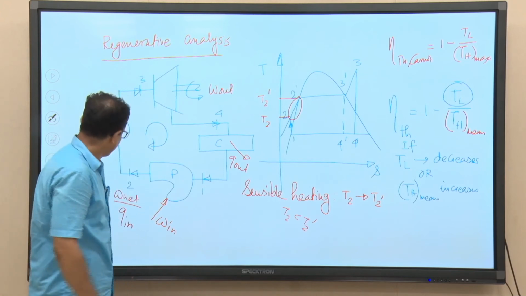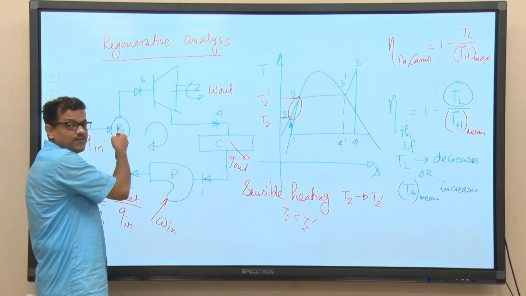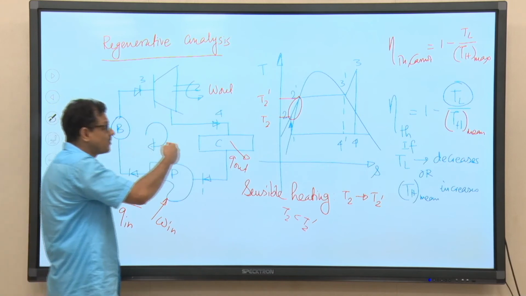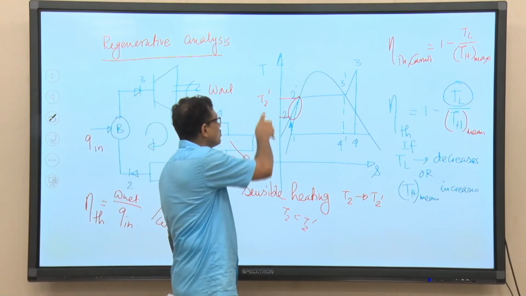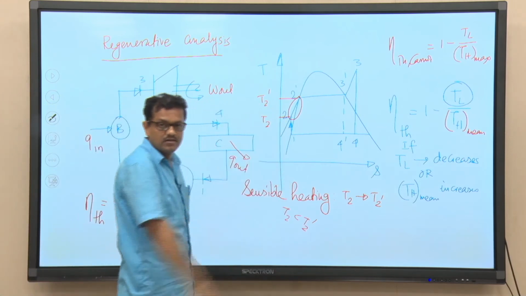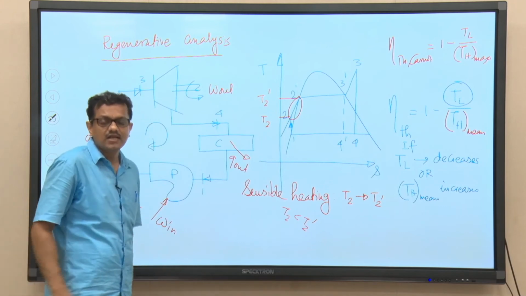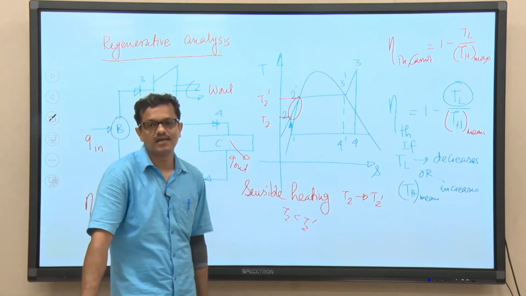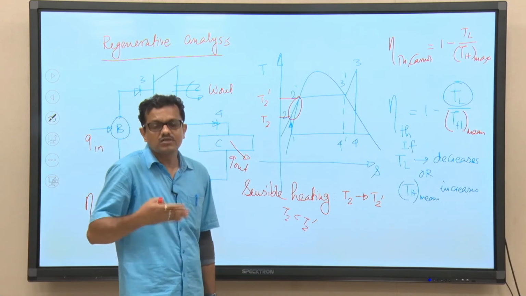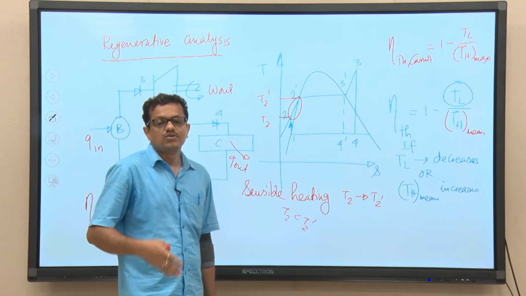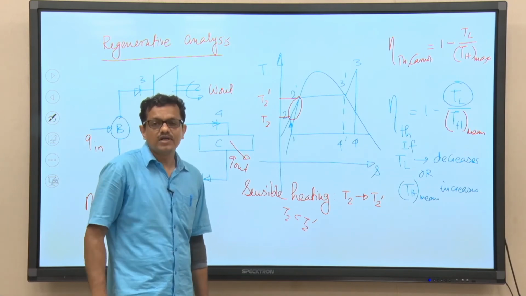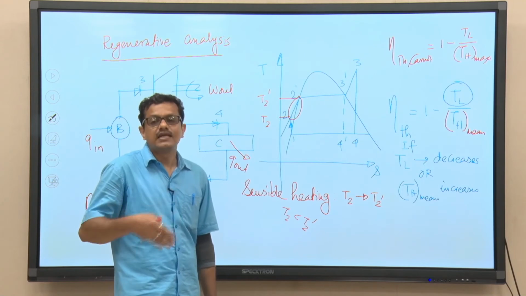By how? The amount of fuel that will be required to increase the temperature of feed water from T2 to T2 prime, if we can save it by having some other means, then perhaps the efficiency of the Rankine cycle can be increased. And those avenues are very important and are known as the regenerative methods.